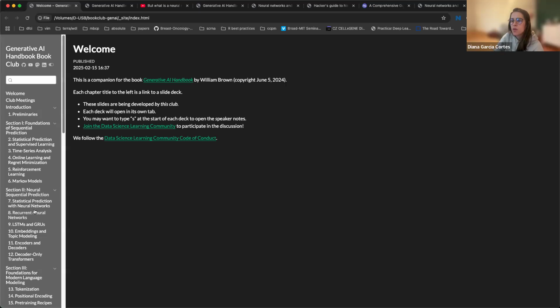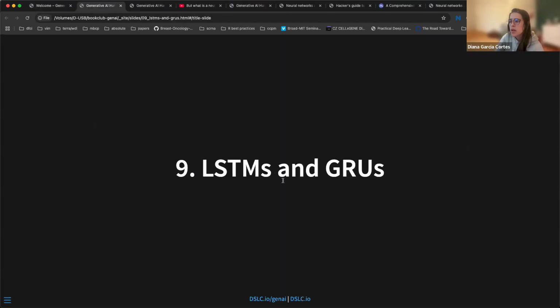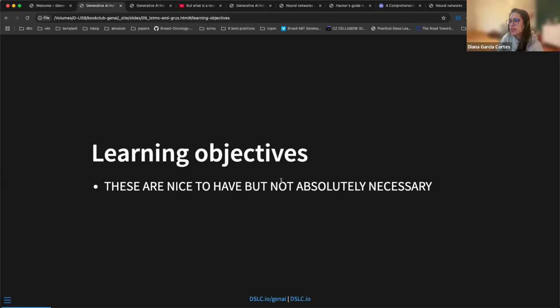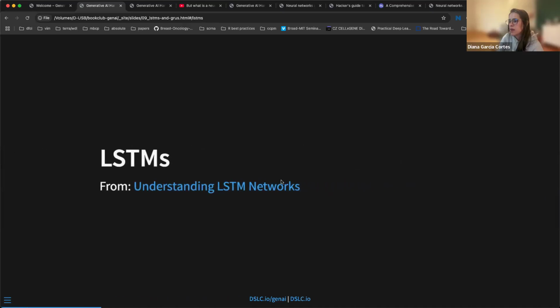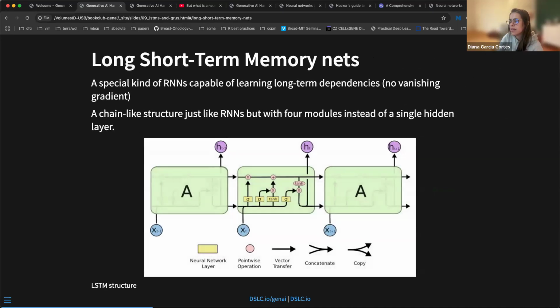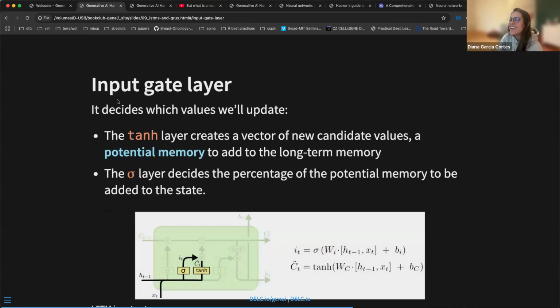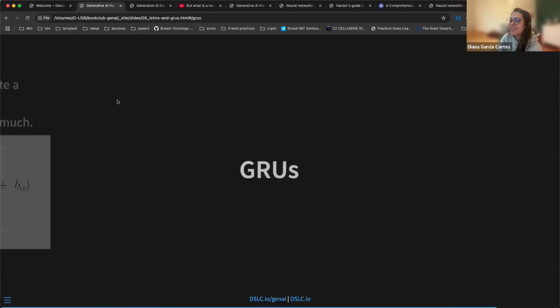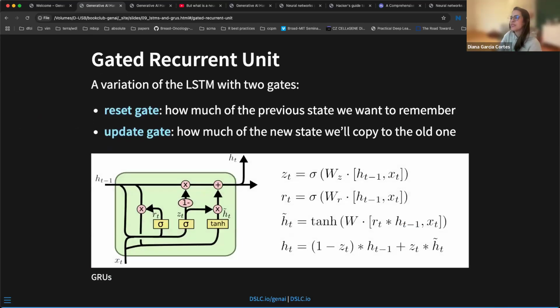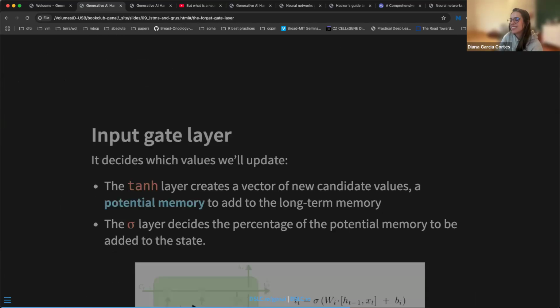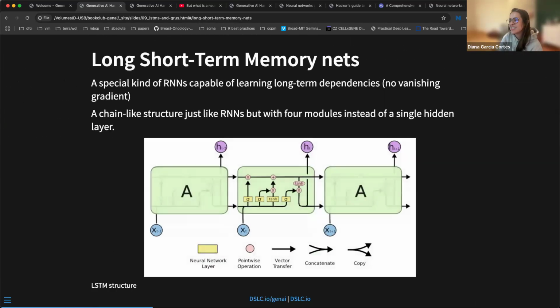And that's why long short-term memory networks and the other ones, I couldn't remember the name, gated recurrent units, were developed. But we're going to look at these next week, I guess.